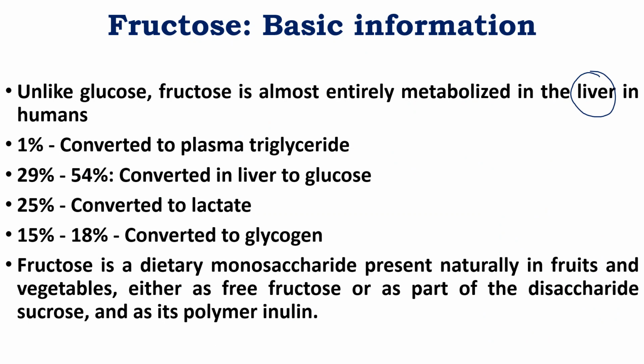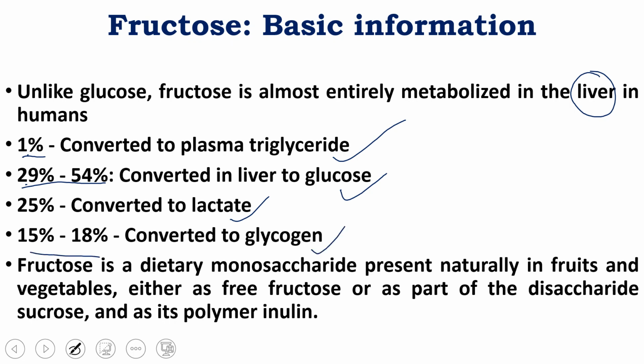Fructose is converted into different metabolites. Roughly 1% of the fructose which we eat will be converted into triglyceride. We will show you how this triglyceride synthetic pathway occurs from fructose. Roughly 29 to 54% of fructose will be converted to glucose through a different pathway. I will show you that also. 25% of fructose is converted to lactic acid, lactate. Roughly 15 to 18% of fructose is converted into glycogen.